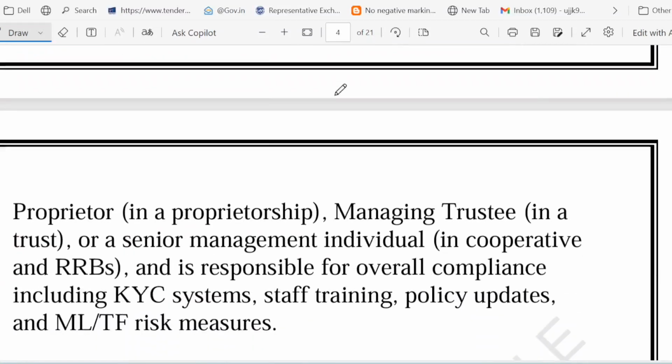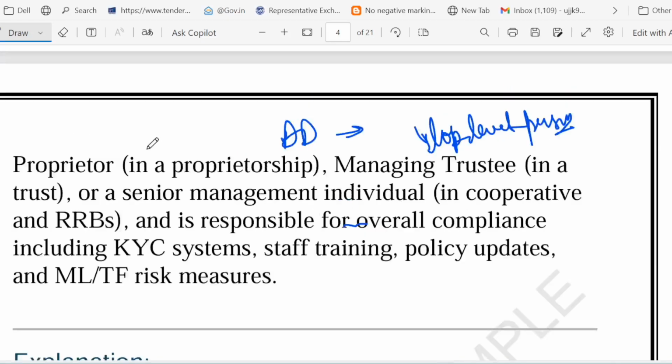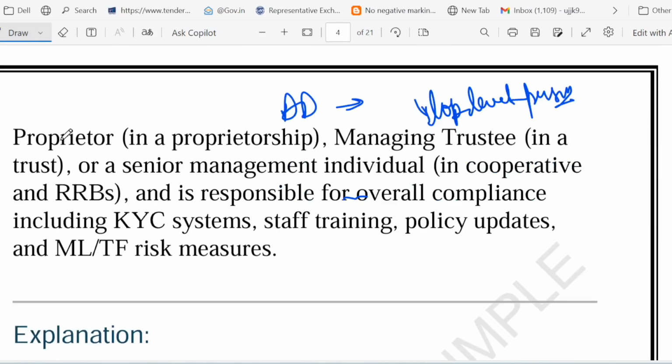So what we learned from this discussion is that the designated director, remember this DD, is the top level person who is responsible for PMLA and KYC compliance. The position depends on structure. So you can see the position may be MD, MP, proprietor, MT, anything. Responsibility includes KYC system, staff training, policy update, and AML measures.